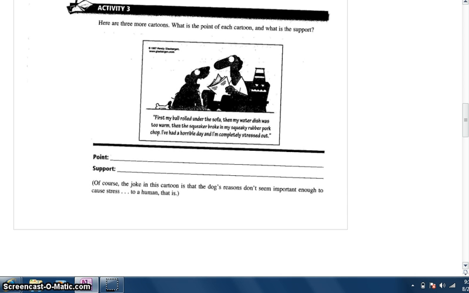Here's a dog talking to his master. "First, my ball rolled under the sofa. Then my water dish was too warm. Then the squeaker broke in my squeaky rubber pork chop. I've had a horrible day and I'm completely stressed out."